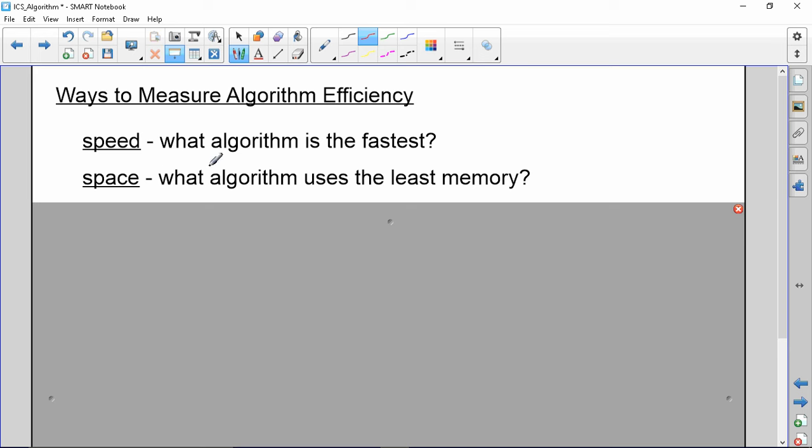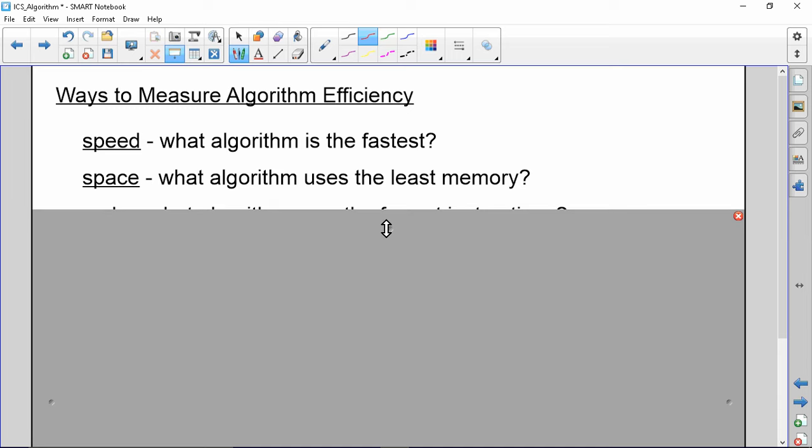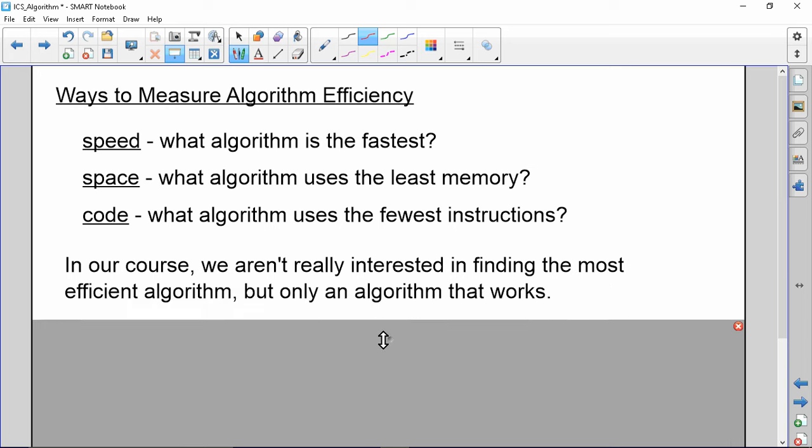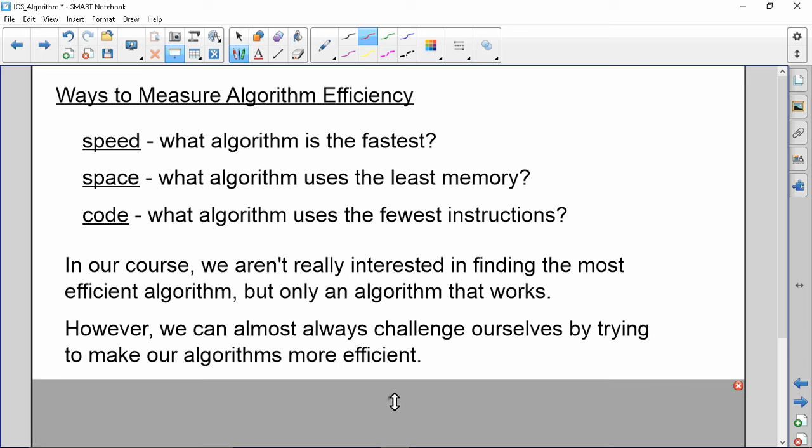So in our course, we aren't really interested in finding the most efficient algorithm, but only an algorithm that works. However, we can almost always challenge ourselves by trying to make our algorithms more efficient. So this will be one thing that I'm looking for in your programs: okay, you've got your program solving some problem, but is it a strange, hard, confusing solution? Is there an easier way to do the same thing? And usually in our course, we're interested in this one, even though in real life, it's the speed one that we like.